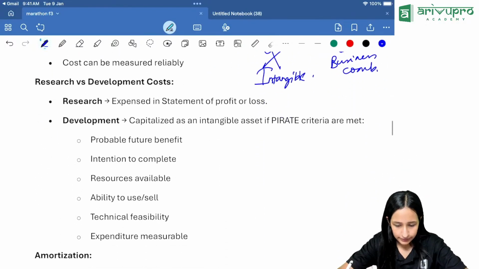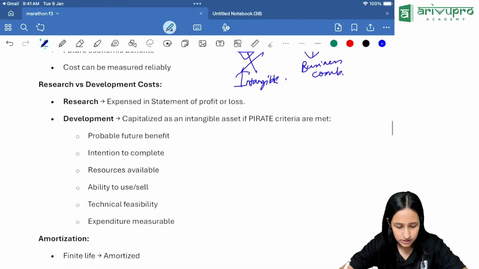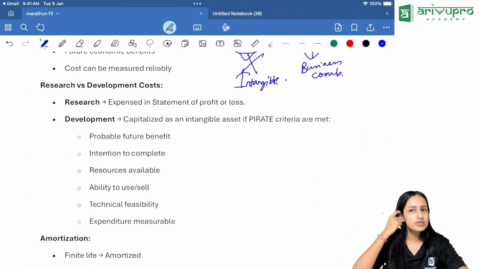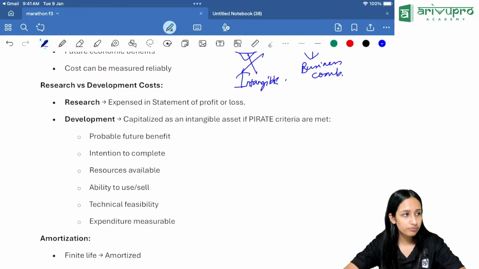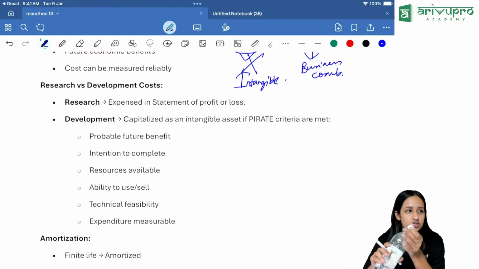Now, under intangible assets, there's one main thing that we need to deal with, which is research and development cost. Obviously, in startups, there would be a lot of money spent on research in the initial days, correct? The company will probably not be profit making, but it will spend a lot on research and development.